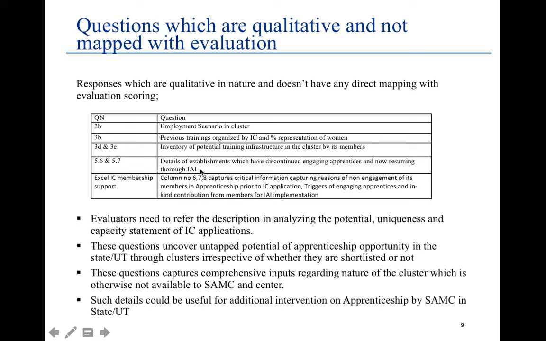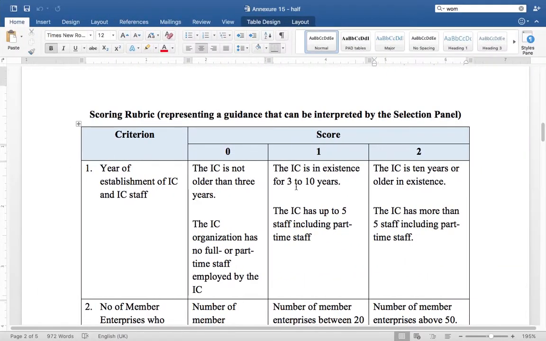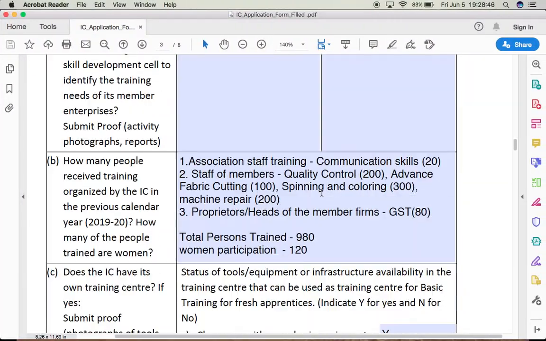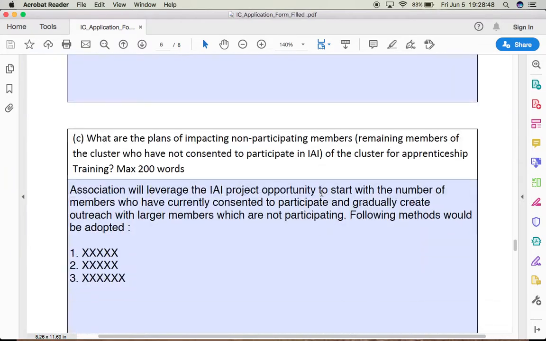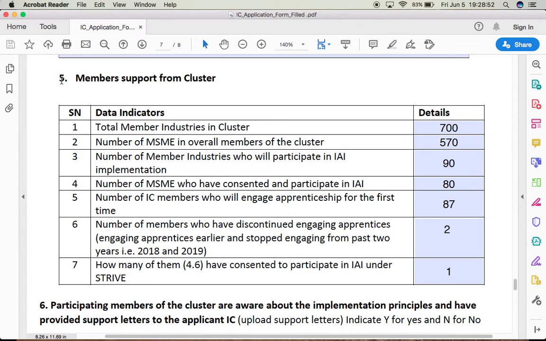5.6. If you go to question number 5.6 in the IC application form, I will just take you there. Here's a pipe, and question number 5.6. If you look at this, we are asking for this information from the industry cluster in the IC application form, but why is it not part of the evaluation? Because there is a very interesting insight these questions throw.